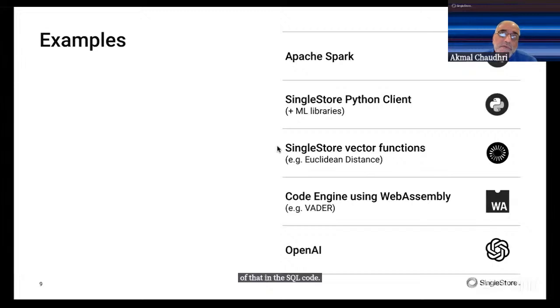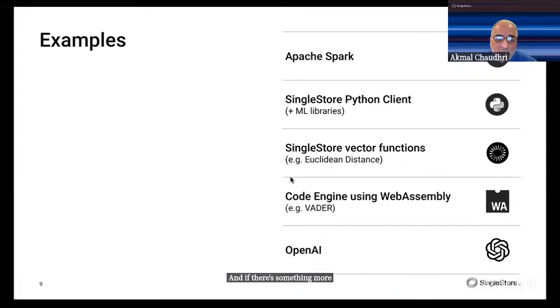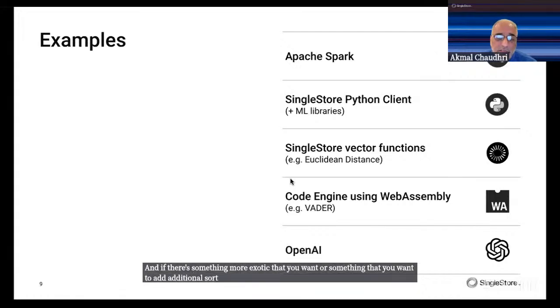Out of the box, SingleStore supports Euclidean distance and dot product. If you're interested, cosine similarity, you can just code it up in SQL. It's actually covered in our docs. Very straightforward and easy to do. And if there's something more exotic that you want, or something that you want to add additional functionality and capability to the system, the easiest way to do it is just use WebAssembly.